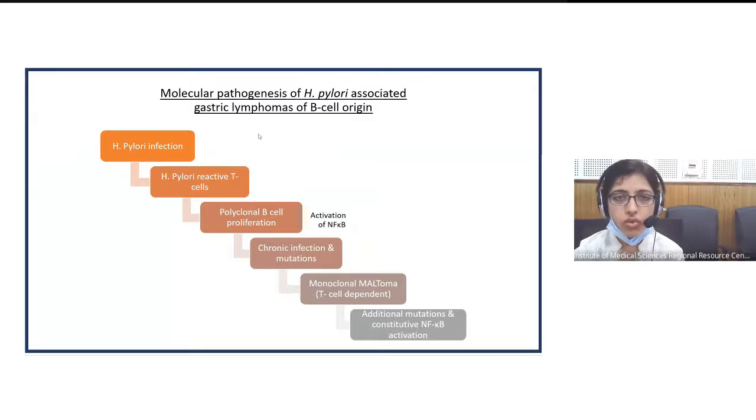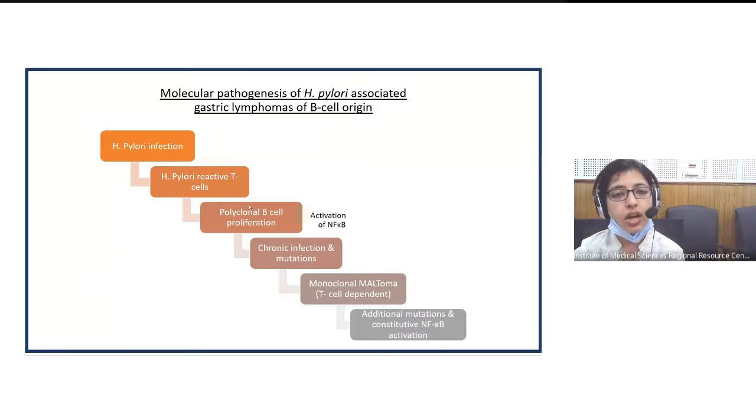Now, as an aside, I will just mention briefly how H. pylori infection can even result in gastric lymphomas. Helicobacter pylori infection will result in the development of H. pylori reactive T cells. Then these T cells, via activation of the nuclear factor kappa B pathway, will cause polyclonal proliferation of B cells.